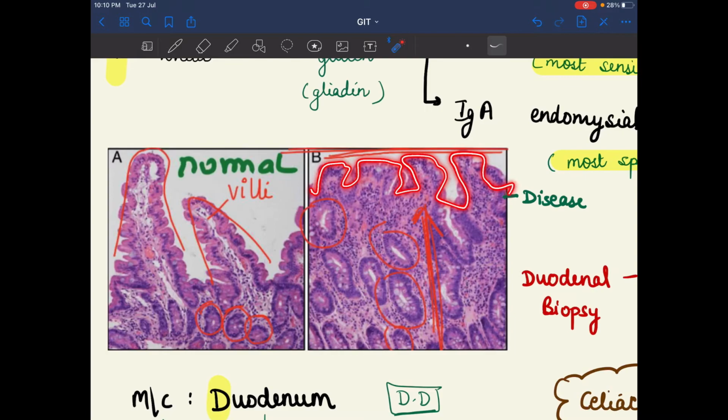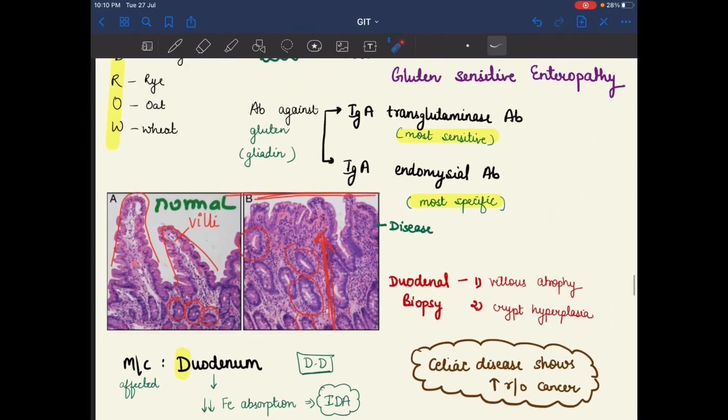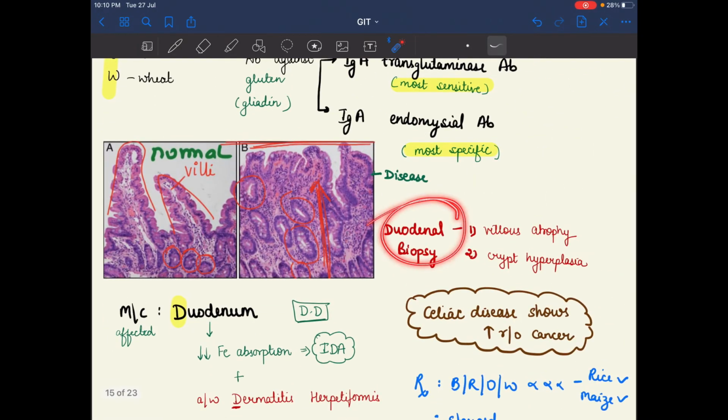So villus atrophy is seen in celiac disease, celiac sprue. On the duodenal biopsy we see villus atrophy and crypt hyperplasia. Crypt hyperplasia means these crypts are increased, as we see here. So crypt hyperplasia and villus atrophy are seen in the duodenal biopsy.